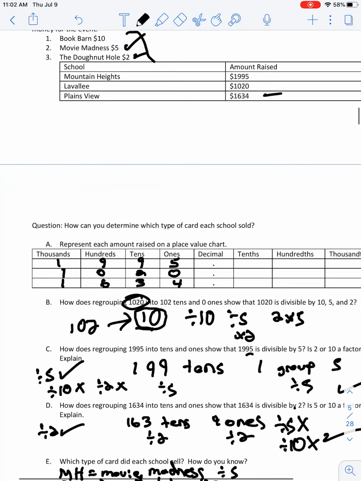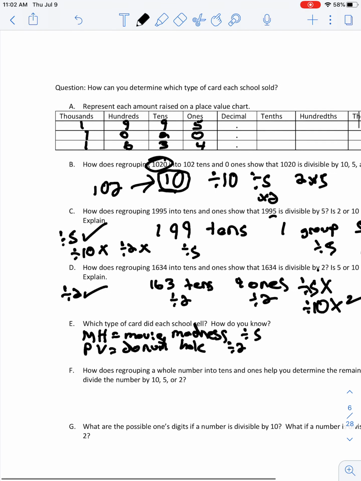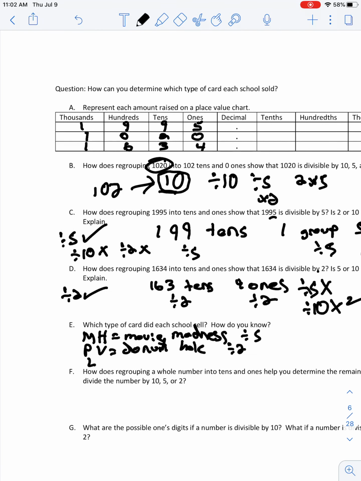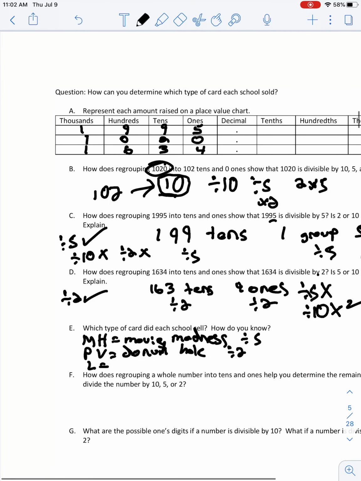And the last school was Lavallee. Well, we already know that Movie Madness and the donut hole were already used up, so it must be the Book Barn.